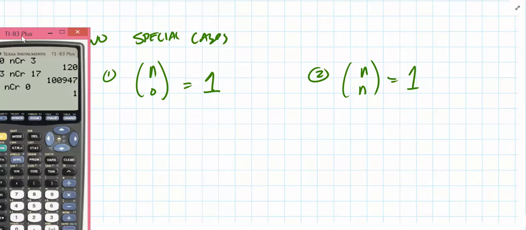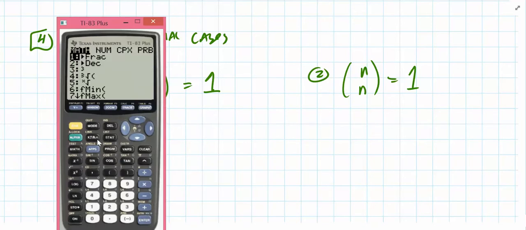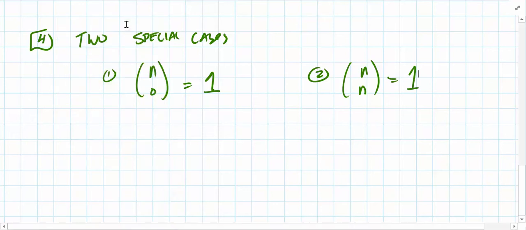If you have 5 choose 5, there's only one way that can happen. So there's only one way to choose nothing from n objects, and there's one way to choose everything from n objects. That's what this is saying. We'll talk more about that when we get to probability.